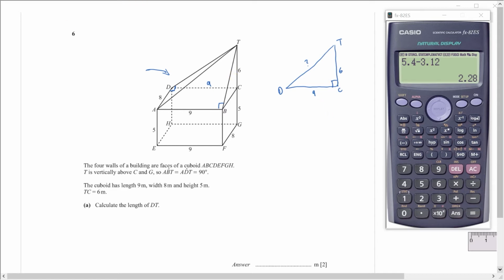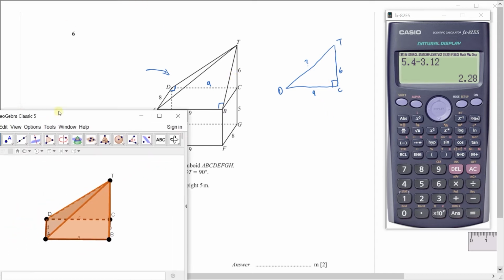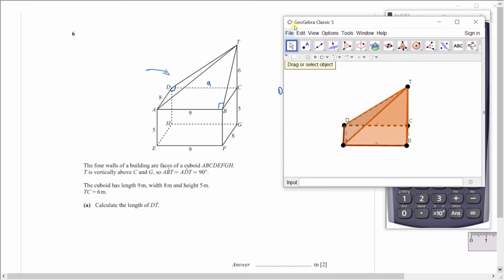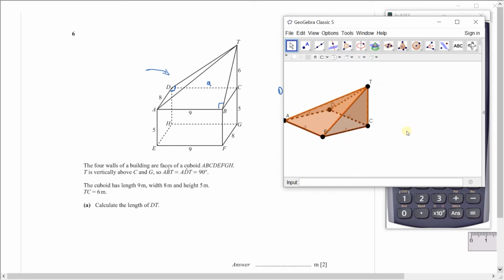So let me actually show you the 3D diagram here as well. So this is the same shape as in the question. You have points A, B, C, D, and the top one T. So I've only shown the top pyramid. I've not drawn the cuboid at the bottom. So since T is directly above C, if you look from the side angle here, this side TBC, T is directly above C. So this is a 90-degree angle.